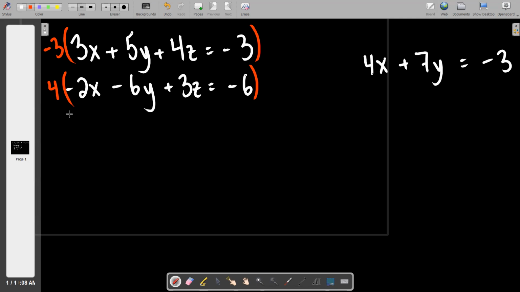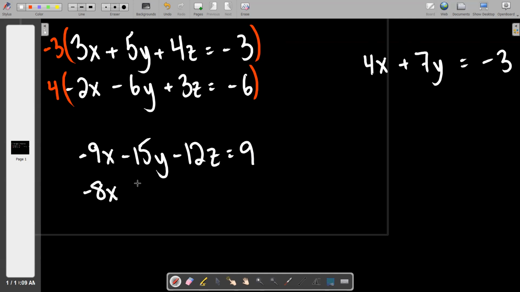So when we take these equations and modify them as per that multiplication, we're going to get a new top row, which is going to be -9x minus 15y minus 12z equals +9. And then our new second row is going to be -8x minus 24y plus 12z equals -24.